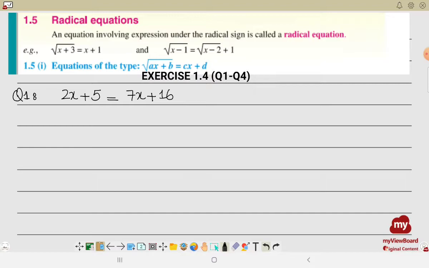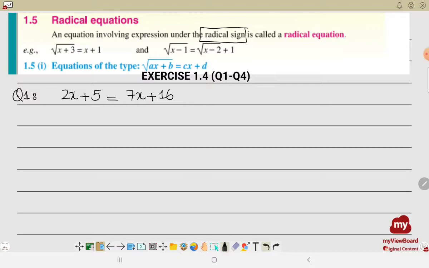So let's see the definition of a radical equation. An equation involving an expression under the radical sign is called a radical equation. So for a radical equation, the radical sign must be there. Let's see how we are going to solve.